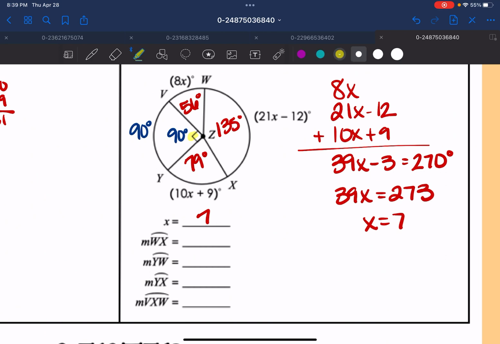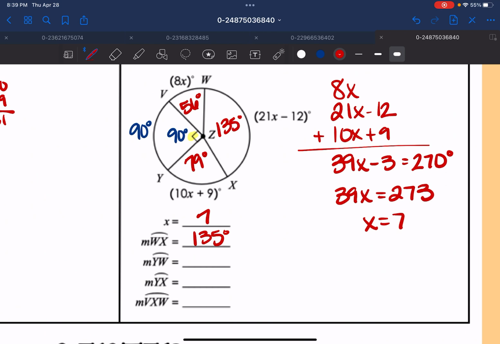So let's find our missing arcs here. So we're looking for WX. It's a minor arc, so the shortest distance. So W to X there would give us 135. Make sure you're putting your degree symbol.